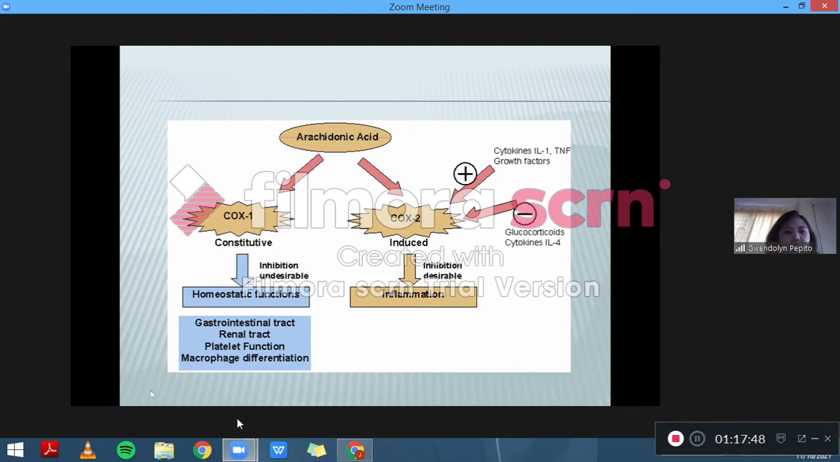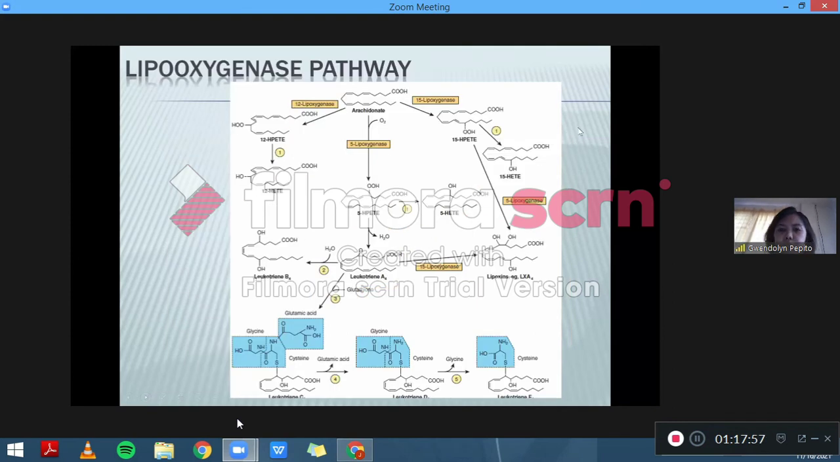Okay, so this is your lipoxygenase pathway. Can anyone describe the effects, the pathway, the lipoxygenase pathway in producing your leukotrienes and lipoxins? Lipoxygenase is easy, right? It is the insertion of oxygen into your arachidonic acid, causing hydroxy.